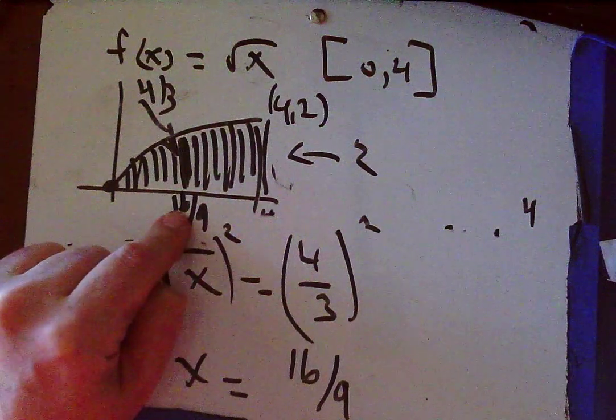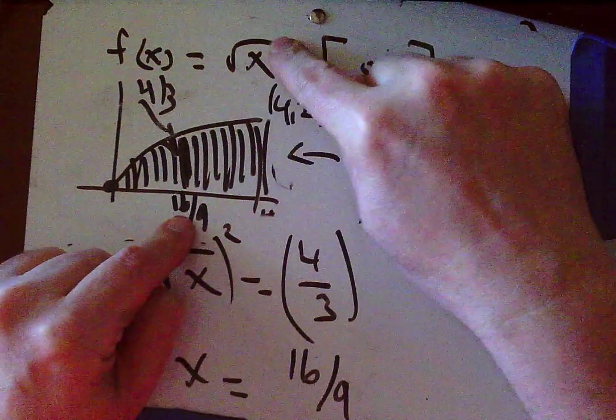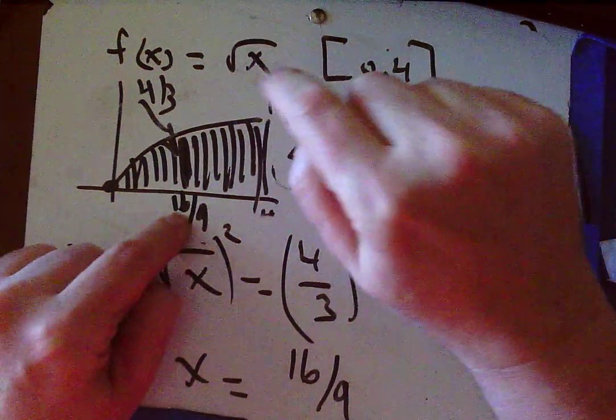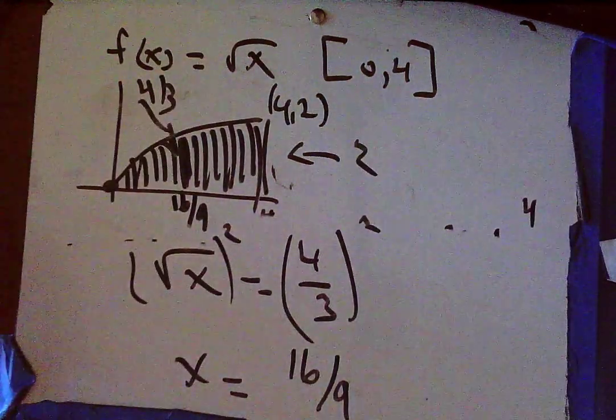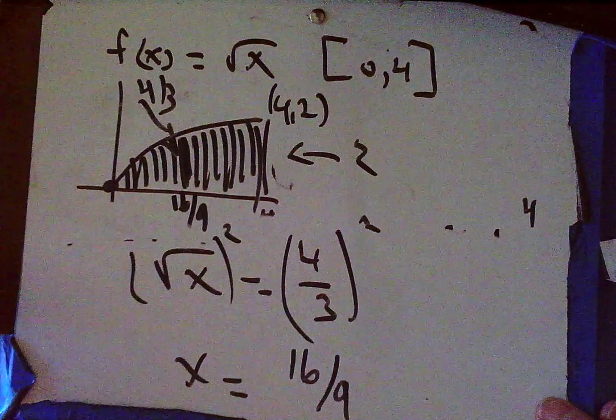And doesn't that make sense? Because I'm taking a number and plugging it in there. So if I take the square root of 16, I get 4, and if I take the square root of 9, I get 3. So that feels pretty comfortable.